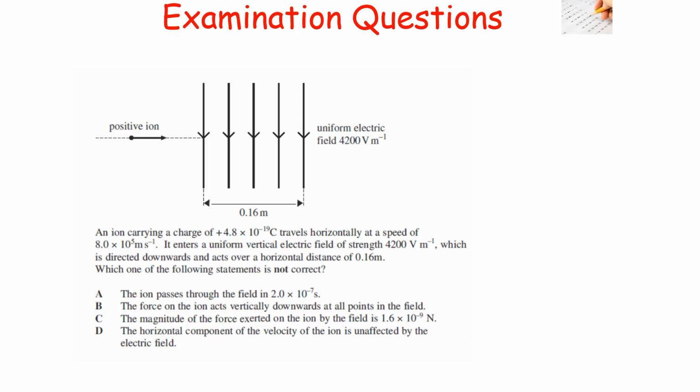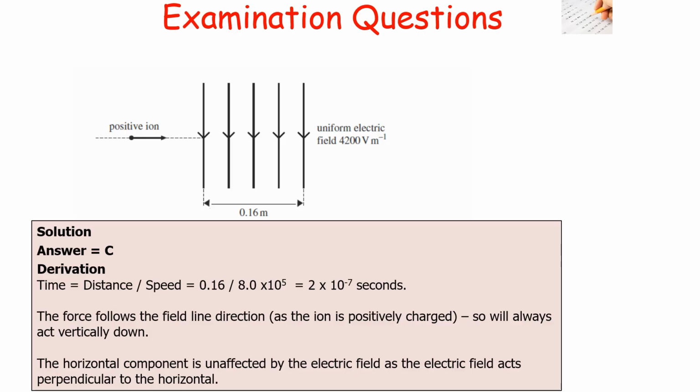Right, here our answer is C, because we know that time is equal to distance over speed from our general equation. Speed equals distance over time, so we pop our values in and we get a time of 2 times 10 to the minus 7 seconds.